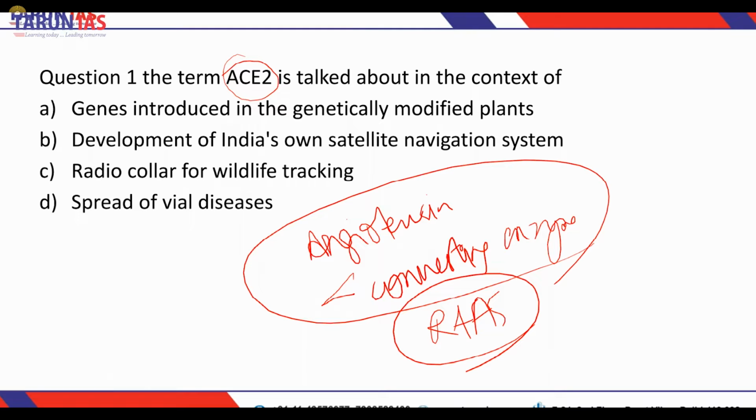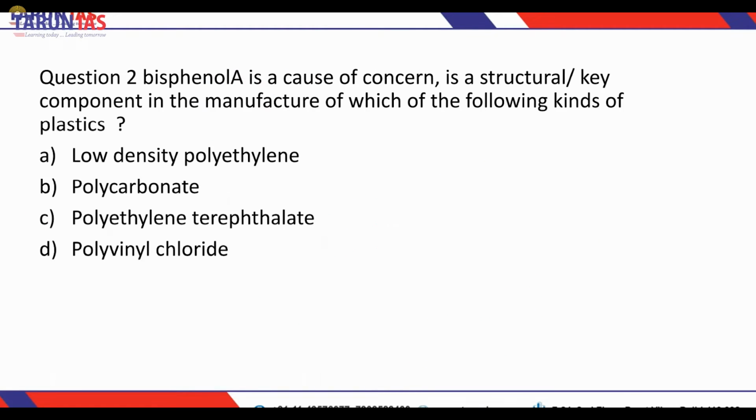However, it was observed during COVID-19 that these ACE2 receptors present on the membrane of the cell act as the receptor for the SARS-CoV-2 virus. Therefore, ACE2 was talked about in the context of the spread of viral diseases. Alright, so now let's move on to the second question.